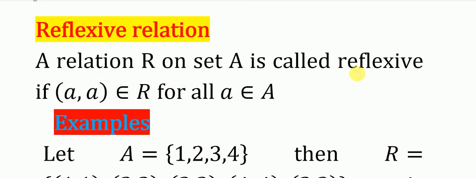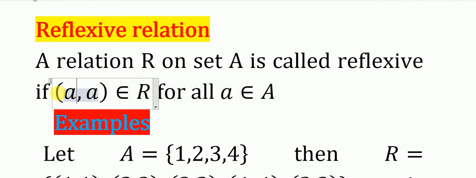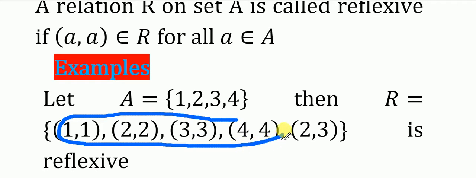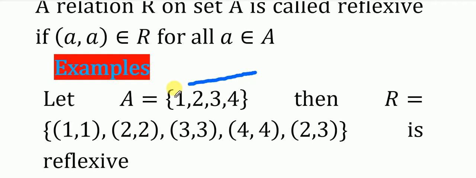A relation R on a set A is called reflexive if (a, a) belongs to R for all a belonging to A. For every a belonging to the set A, the ordered pair (a, a) must belong to R. So let us look at this example. Let us take A equals {1, 2, 3, 4}. Then R is equal to (1, 1), (2, 2), (3, 3), (4, 4) and (2, 3) is here. But we need this (1, 1), (2, 2), (3, 3) and (4, 4). This must be present. That is, (a, a) should belong to R for all a belonging to A.